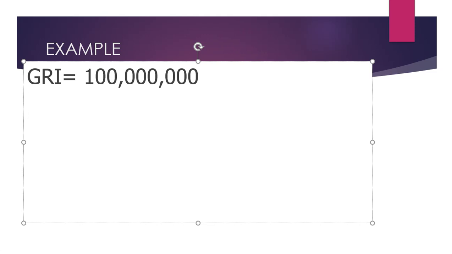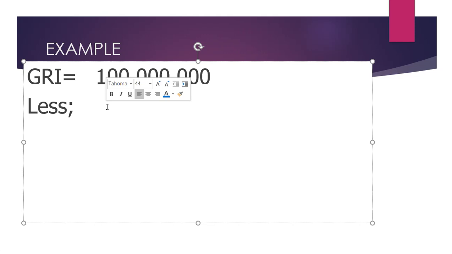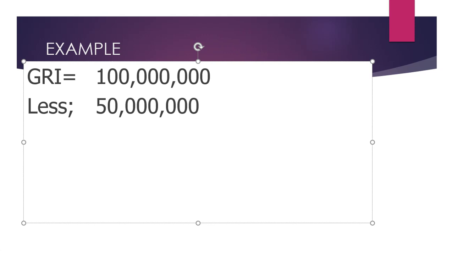Now, we are saying you deduct 50%. 50% of that, of course, is 50 million. You deduct 50 million. If you are deducting that, the chargeable income becomes 50 million.